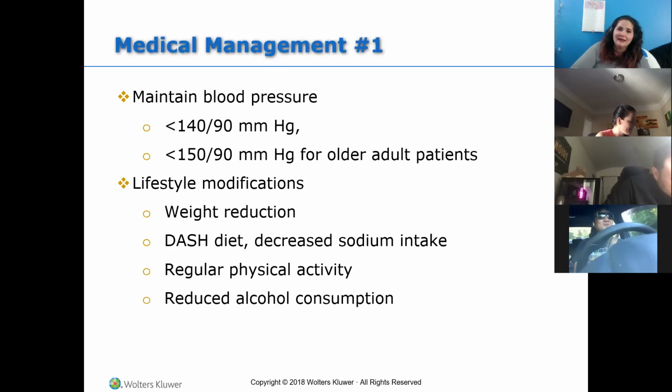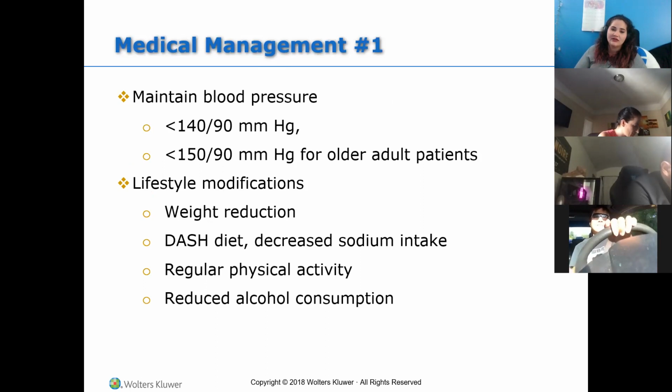Alrighty. Medical management. We want to maintain blood pressure less than 140/90 for anybody below 65. For anybody above 65, we accept 150/90. That's just because older patients usually have a higher blood pressure. Lifestyle modifications include weight reduction, a DASH diet, which decreases sodium intake, regular physical activity, and a reduction in alcohol consumption.